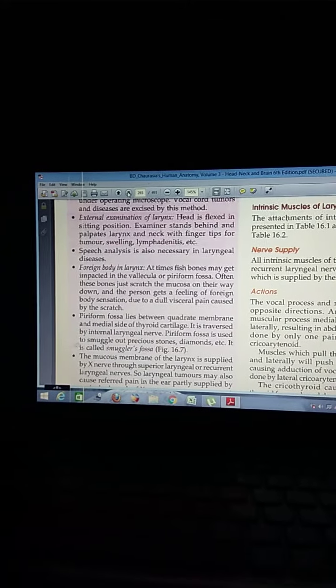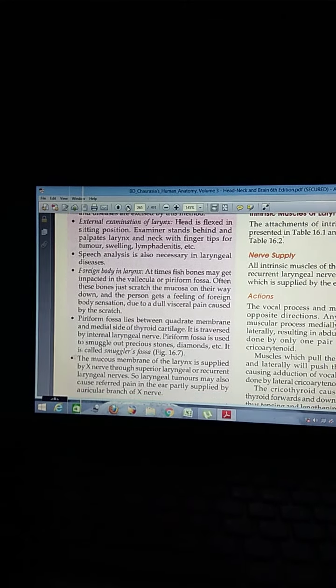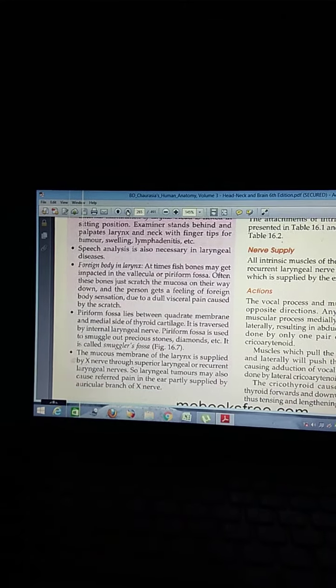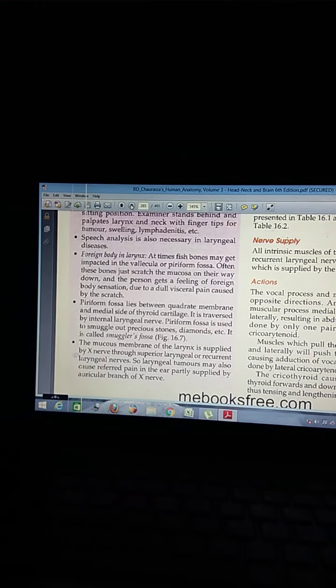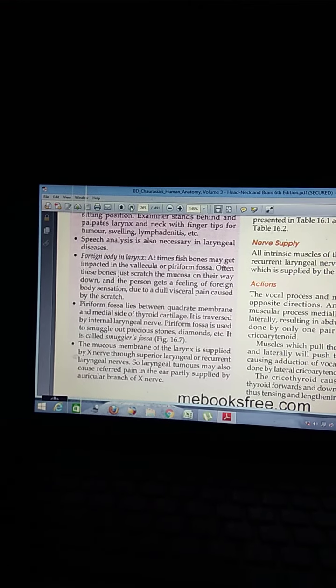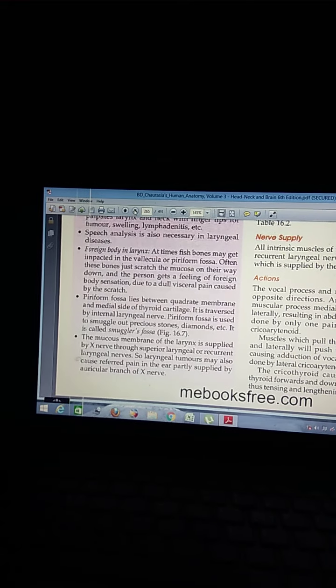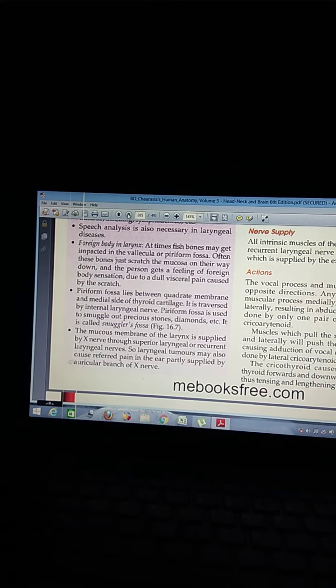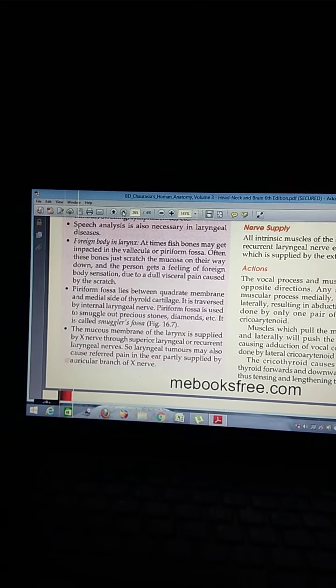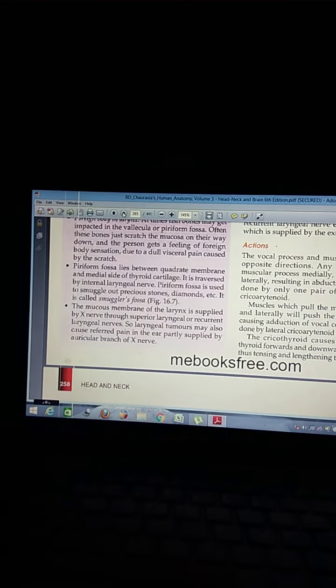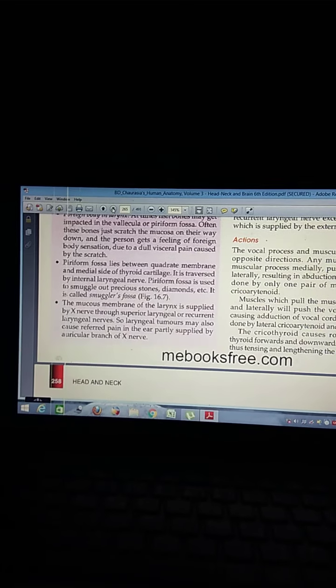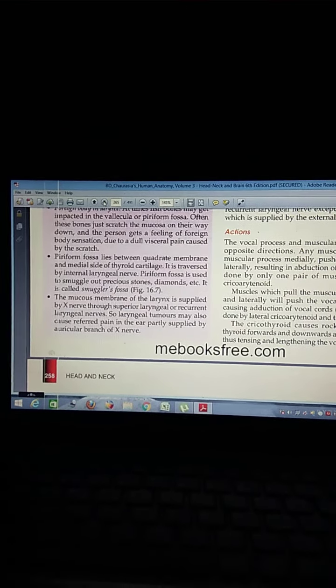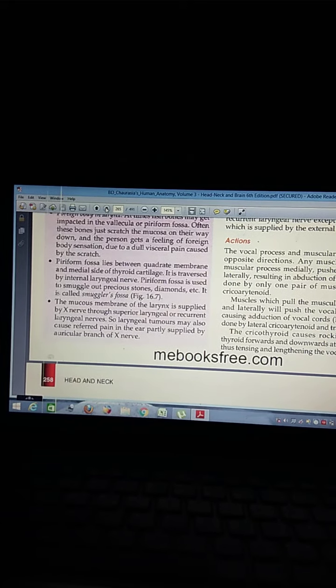Speech analysis is also necessary in a laryngeal disease. Foreign body in the larynx: sometimes fish bones may get impacted in the vallecula or the piriform fossa. The piriform fossa lies between the quadrangular membrane and the medial side of the thyroid cartilage. The mucous membrane of the larynx is supplied by the vagus nerve through the superior laryngeal or the recurrent laryngeal nerve.